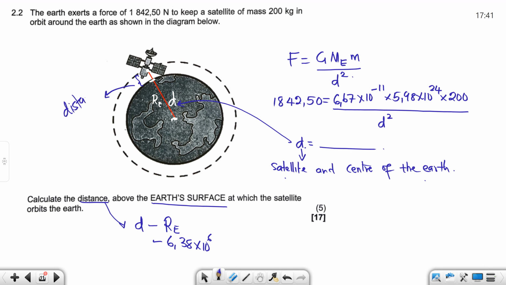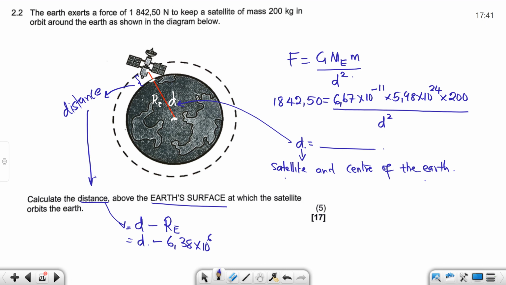Distance required in this question: distance above the Earth's surface. So the D you get would be the total length. What do you need to do? Subtract the radius of the Earth. And then you get your answer.